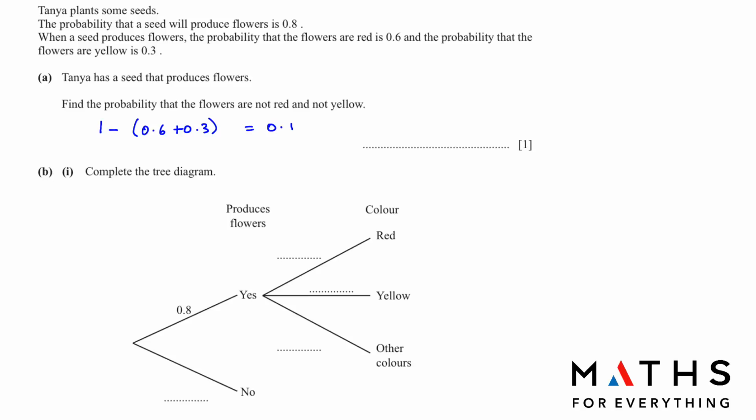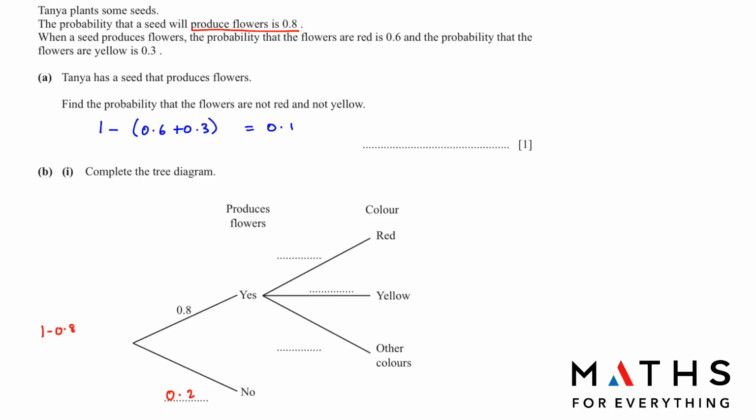Part B, we have to complete the tree diagram. Produces flowers, yes and no. It's given to us that it produces flowers is 0.8. The branches, when you add them, should equal 1. So if produces flowers is yes, not produces flowers will be 1 minus 0.8. That will give us 0.2.